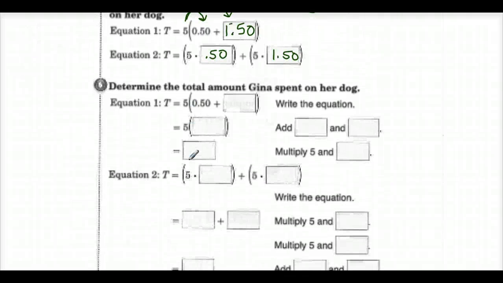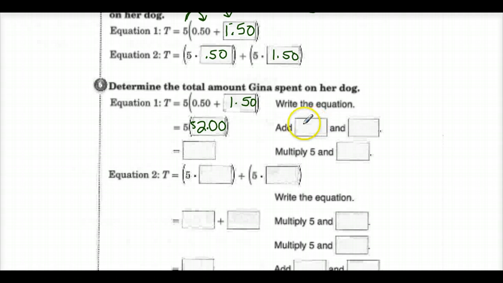Now the second thing we want to do is determine the total amount that Gina spent on her dog. So let's use the first equation up here. First equation, T equals 5 in parentheses 0.5 plus $1.50. Now, order of operations tells us we need to do the grouping symbols first. So we say, okay, what's 0.50 plus 1.50? Well, that's going to give us $2.